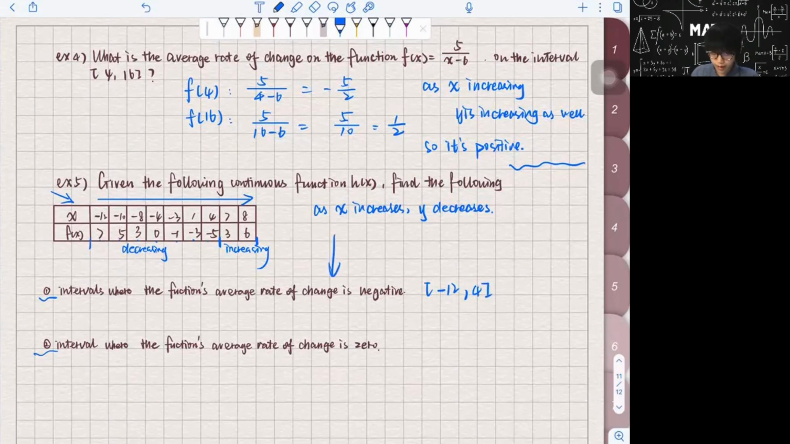If we want to find the interval that has a 0 average rate of change, we should find two coordinates that have the same y coordinates. So as we can see in the graph, here is a 3 and here is a 3 as well. So the interval is from -8 to 7.